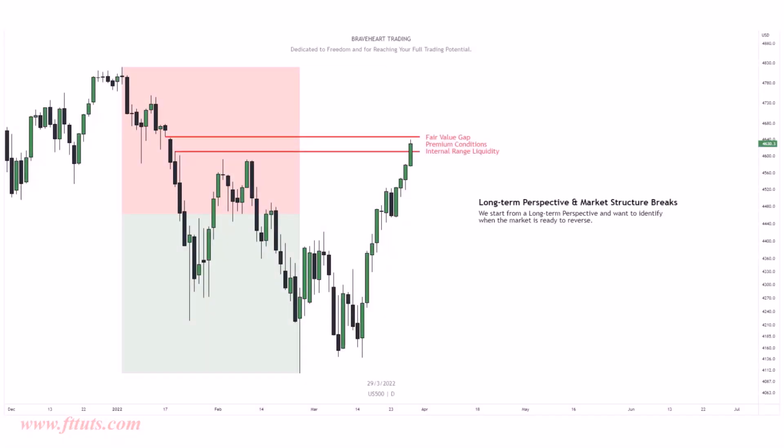So here we're on the long-term perspective, and specifically we're going to look for market structure breaks to start looking for swing projections. So we start from the long-term perspective, and we want to identify when the market is ready to reverse. If we look here, price has retraced back from this dealing range high to this dealing range low. Price has found some internal range liquidity, and we're blending that with a fair value gap. This is a high probability fair value gap because we have an internal range liquidity pool, and we have premium conditions, and we have the fair value gap itself.